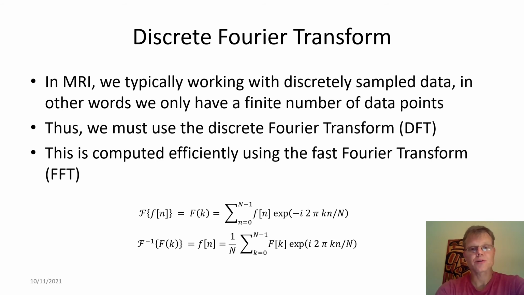briefly introduce the discrete Fourier transform. And this is important to introduce because in MRI, we're always working with discretely sampled data. So we only have a finite number of data points, certain points in space, and so we have to use the discrete Fourier transform, or DFT. And the tool used to compute this is an algorithm called the FFT, or the fast Fourier transform.